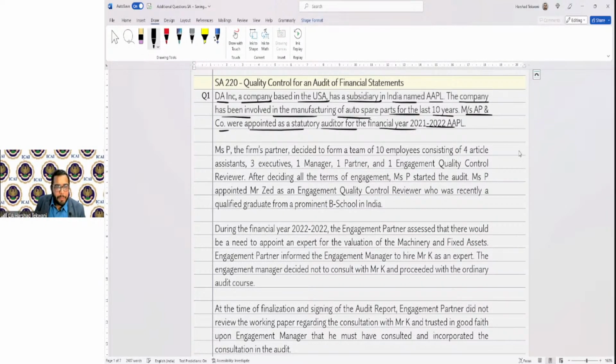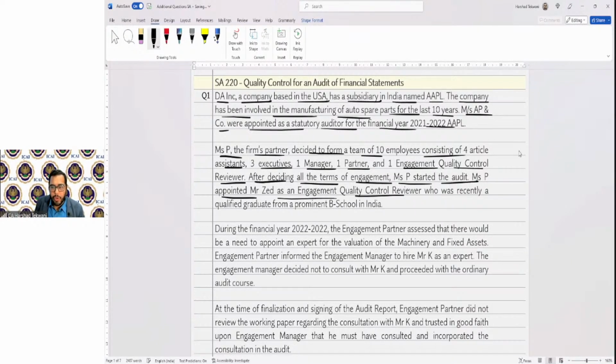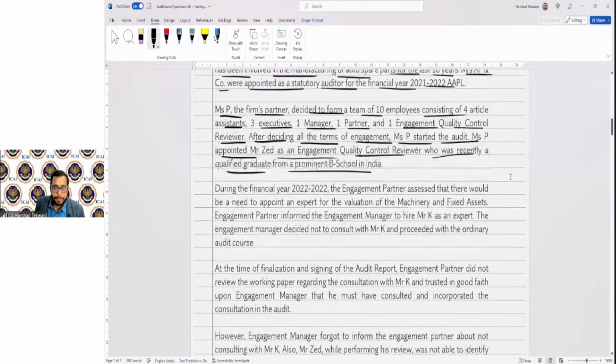Then Miss P, the firm's partner, decided to form a team of 10 employees consisting of 4 article assistants, 3 executives, 1 manager, 1 partner, and 1 engagement quality control reviewer. After deciding all the terms of the engagement, Miss P started the audit. Miss P appointed Mr. Z, a recently qualified graduate from a prominent B school in India, as the engagement quality control reviewer.